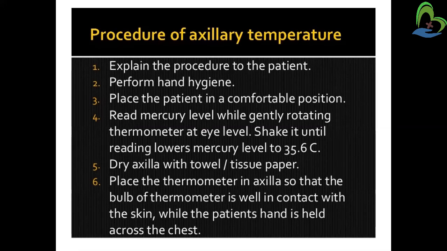Now, the steps of axillary temperature. Explain the procedure to the patient. We first explain the procedure to the patient, then perform hand hygiene. Then we place the patient in a comfortable position, that is the sitting position, and read the mercury by gently rotating the thermometer at eye level. Then the nurse should dry the axilla with a towel or tissue paper to clean the moisture present in the axilla.